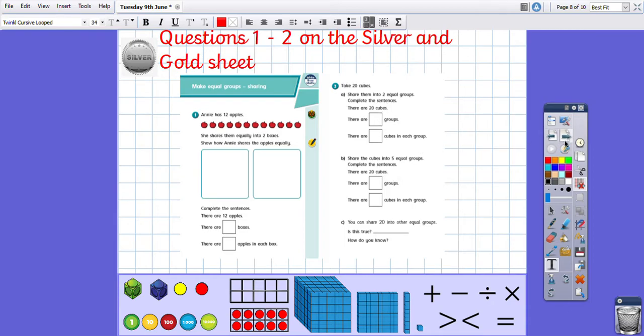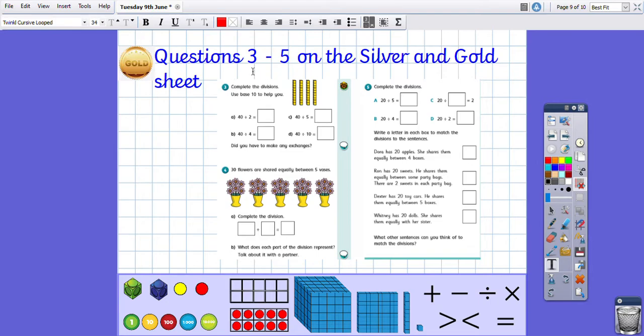That is fine too. Gold, you are doing questions 3, 4 and 5. So you need to complete the divisions using the base 10 to help you. You probably haven't got base 10 at home, so you can just draw it out. Then you've got to answer the flower questions, and then you've got some sentences to match the divisions once you've answered them. And then I want you to have a go. Try and write 1 or 2 more sentences to match the divisions, okay?